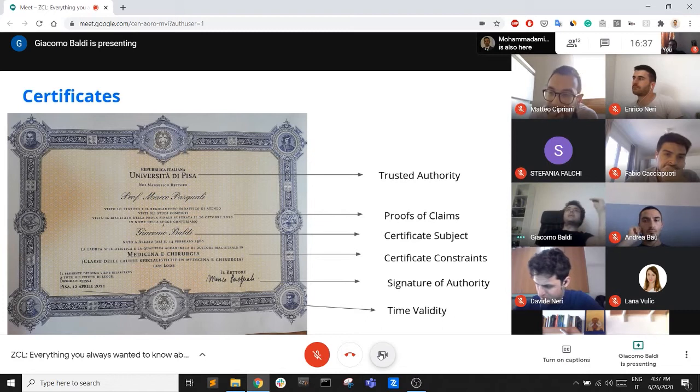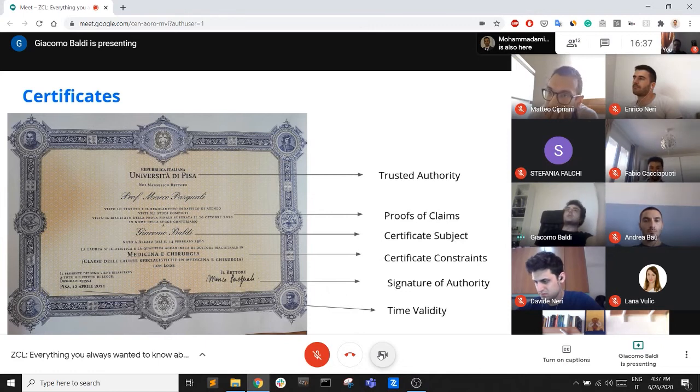Then there are certificate constraints. I mean, this is not a certificate for handling a nuclear power plant. I'm not certified to do it. I can only do the things that are in the certificate, specifically medicine and surgery. Actually it's more complex than this, but okay, let's say that there are certificate constraints.